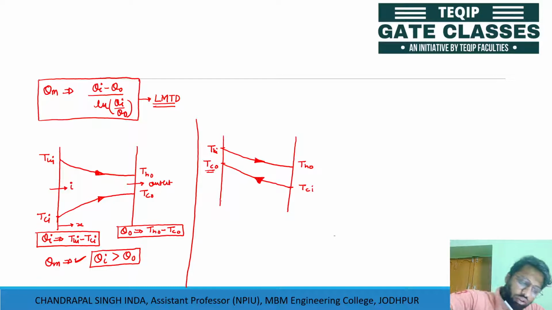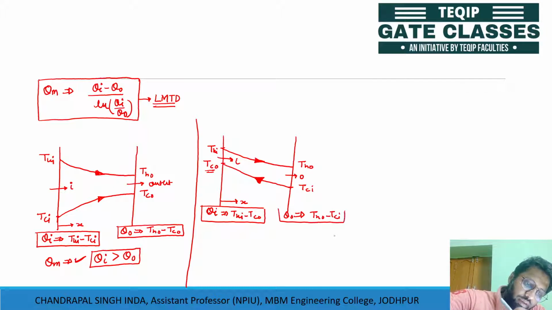So the fluid flows in this x direction, so this will be the inlet and this will be the outlet. Theta inlet will be equal to T hot inlet minus T cold outlet, and at the outlet the temperature difference between the hot and the cold fluid will be T hot outlet minus T cold inlet. So this is how we can find the value of the mean temperature difference for the counter flow.